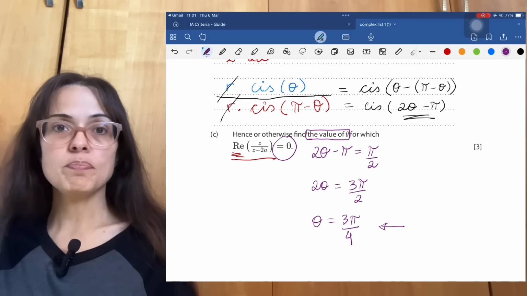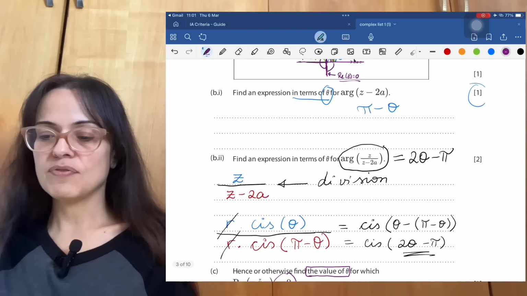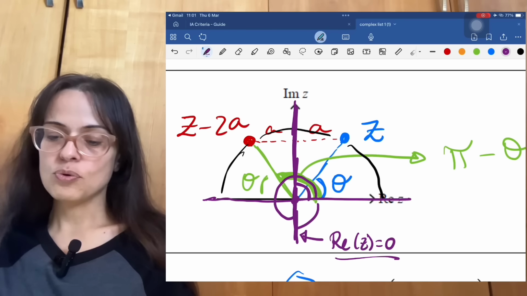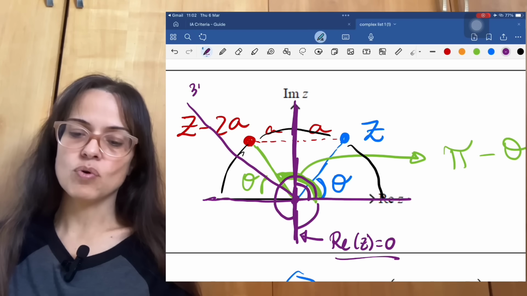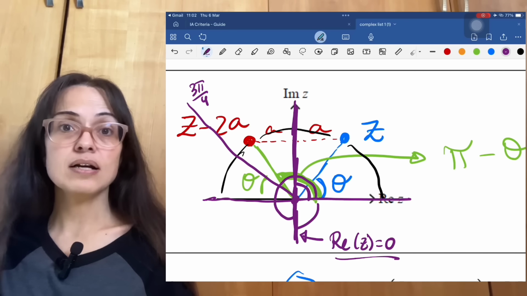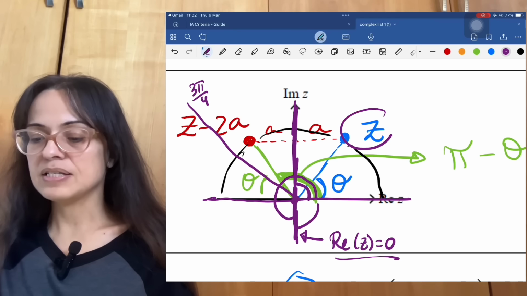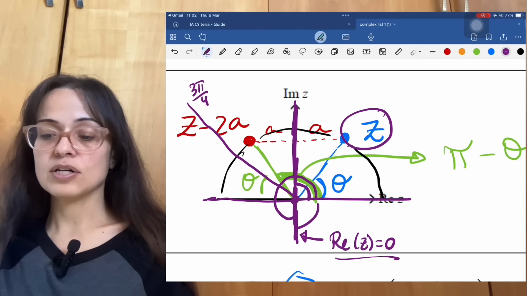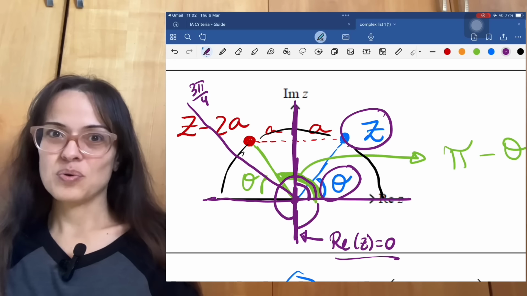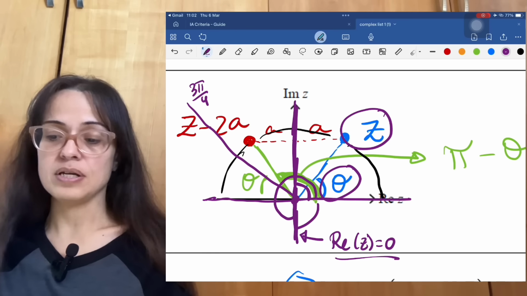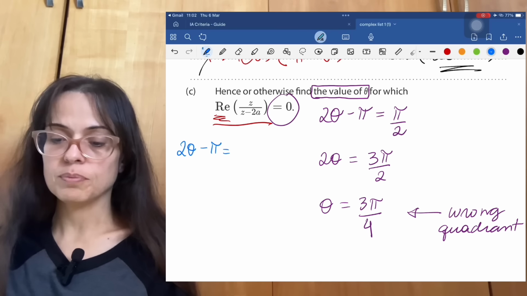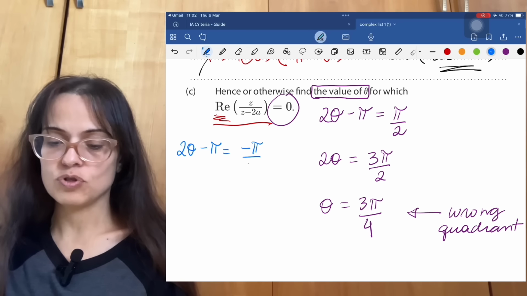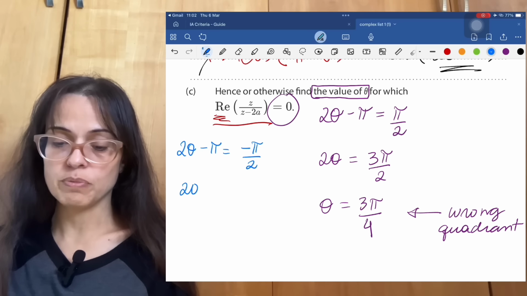So 3 pi over 4 as a value of theta, well, 3 pi over 4 is like here. 3 pi over 4 is in the second quadrant, and my number z, which is the one that has an argument of theta, is in the first quadrant. So that cannot be the answer. So I am going to try again with a different one. I'm going to try negative pi over 2, which was another option that we mentioned.